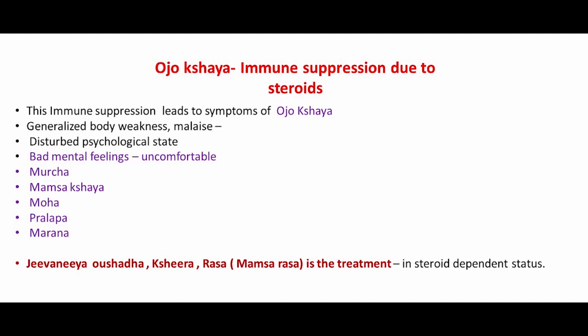Steroids, which are immunosuppressive. So what is the treatment when a patient comes to you with this particular stage of nephrotic syndrome? Details will be seen further. But in this stage, I would like to say, when a patient comes to you like this, then Jeevani Aushadas, Kshira, Mamsarasa is the treatment, because we have to lift the patient from this condition. First, we have to maintain the normalcy. That has to be done. Next.